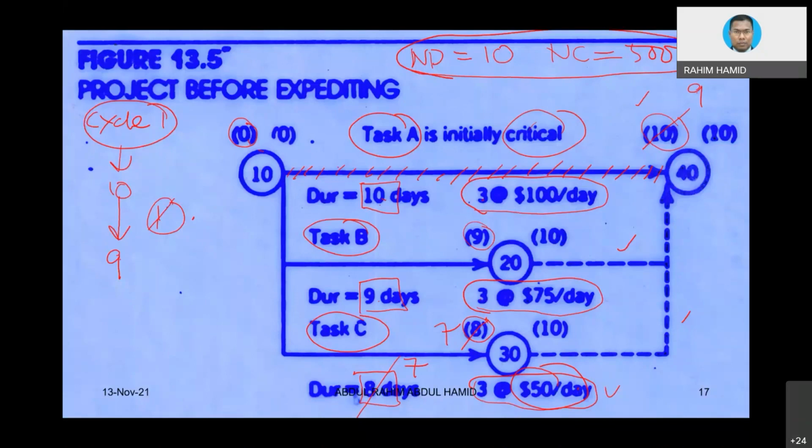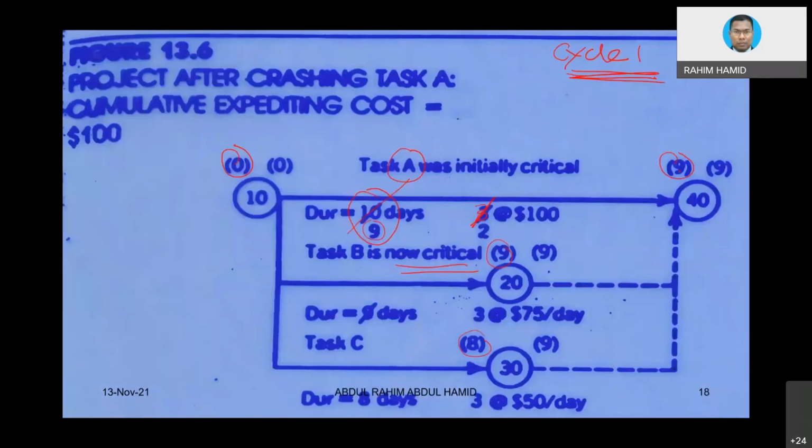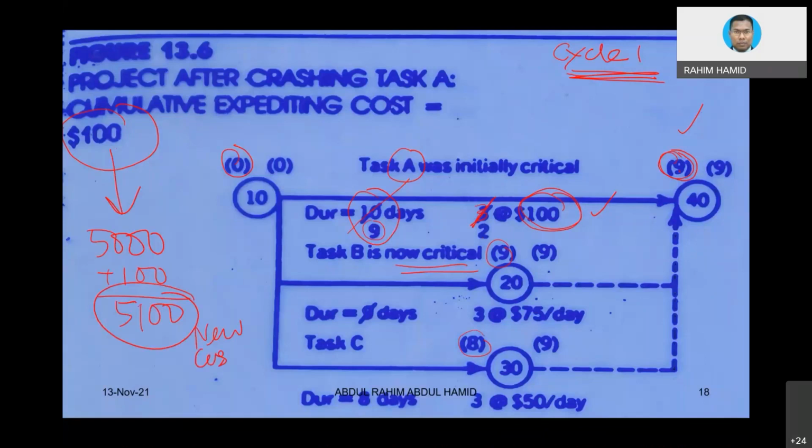Okay, now after we compress activity A by 1 day, we are able to achieve our objective. The project is now completed in 9 days instead of 10 days. But the additional cost is 100. Why? The additional cost comes from activity A's cost slope, directly. That is the direct relationship. So what would be the new cost? The new cost would be 5,000 plus 100, 5,100. So this is the new cost, and the project can be completed in 9 days.